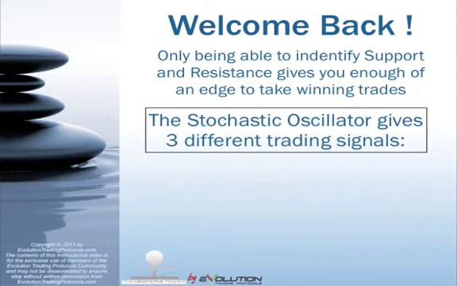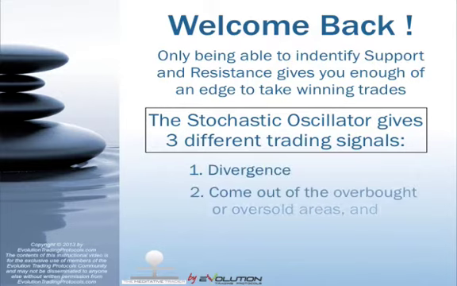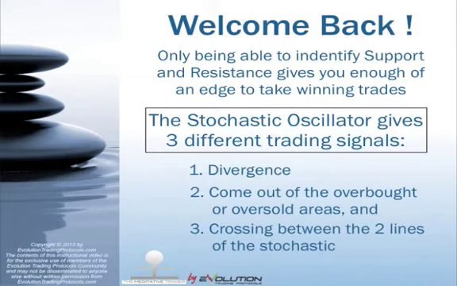The stochastic oscillator by itself not only helps you to identify overbought and oversold areas, but it also provides you with three different trading signals: divergence, coming out of the overbought and oversold areas, and crossing between the two lines of the stochastic.